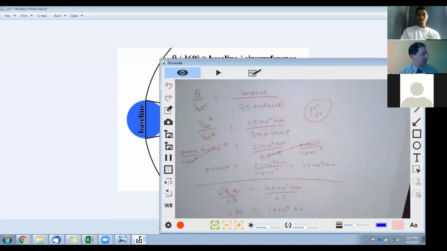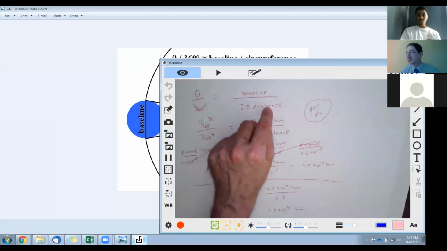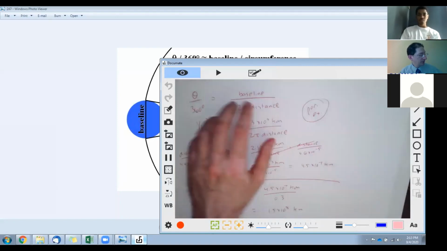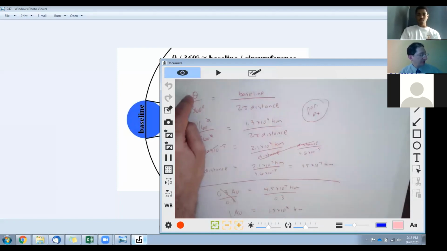I think in the math notes I have versions where it's solve for theta and solve for distance. Those are the two ways you'll use it, where you're given one and have to figure out the other, or you're given the other and have to figure out the one. The baseline will always be given or knowable from the problem.